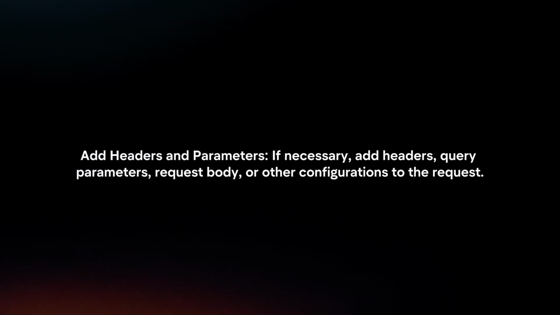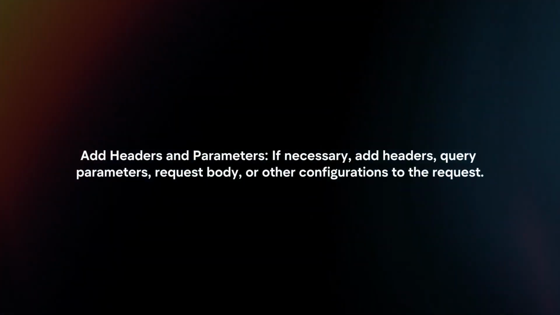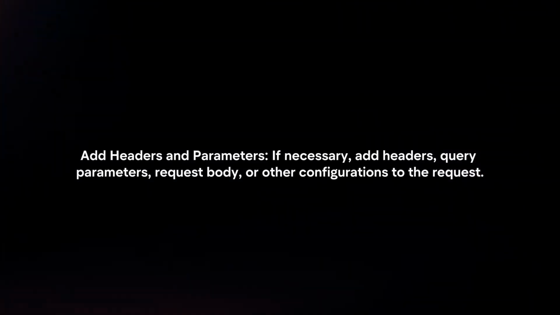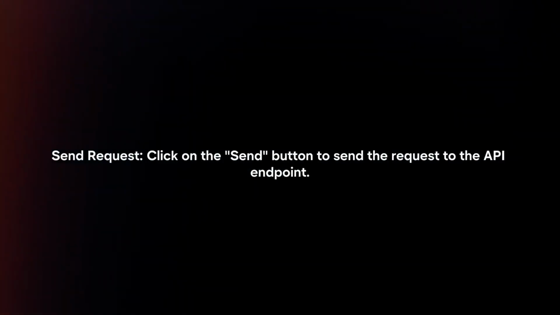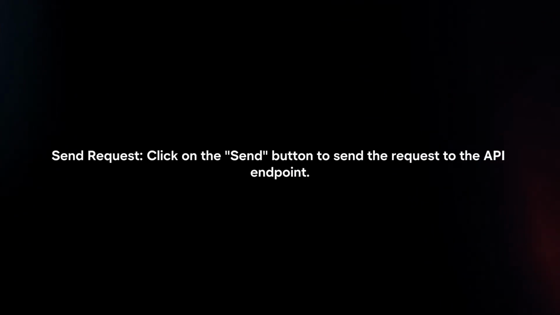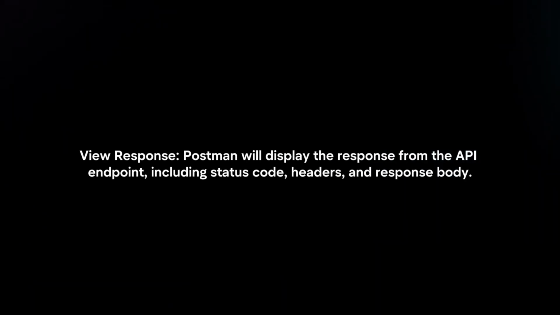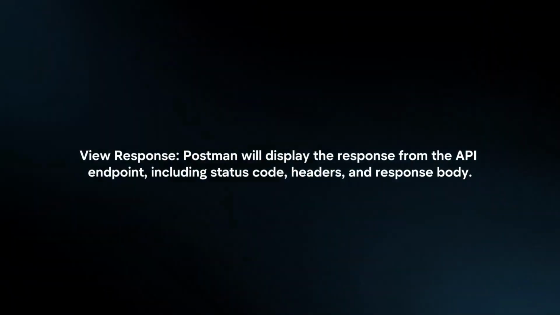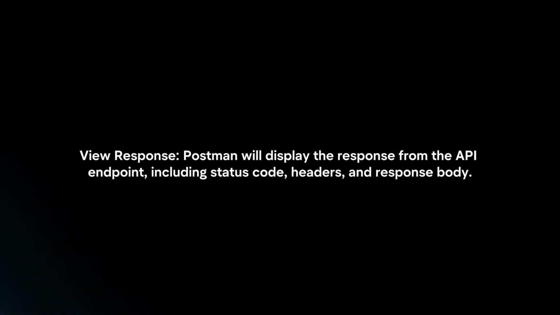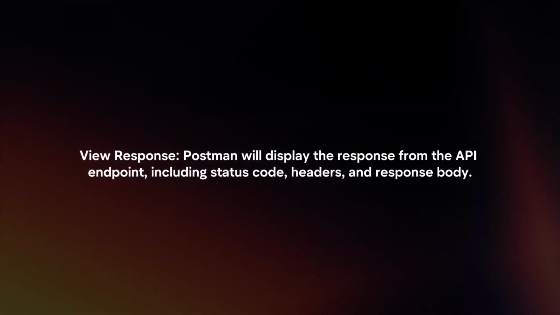Add headers and parameters. If necessary, add headers, query parameters, request body, or other configurations to the request. Send request. Click on the Send button to send a request to the API endpoint. View response. Postman will display the response from the API endpoint, including status code, headers, and response body.